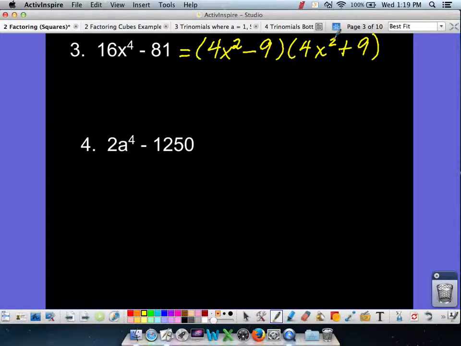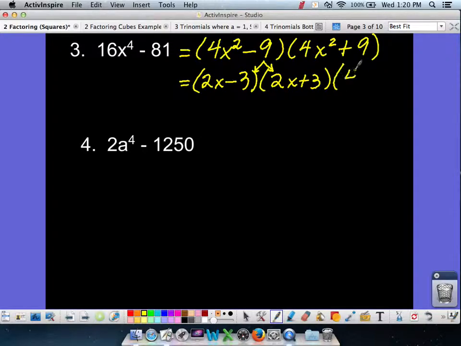But when I go back and look, I look again at this particular binomial and notice that it is also the difference of squares. So I would do what I call double factoring. So I have to factor this again. So this, what square gives you 4x squared? That would be 2x minus what square gives you 9? 3. And then I have the 2x plus 3. So this particular binomial factored into both of those.